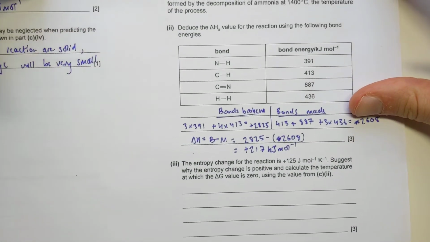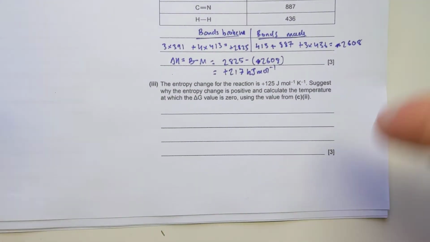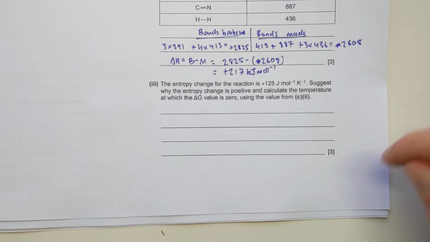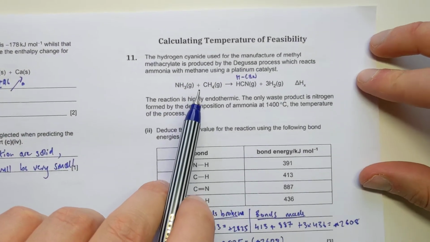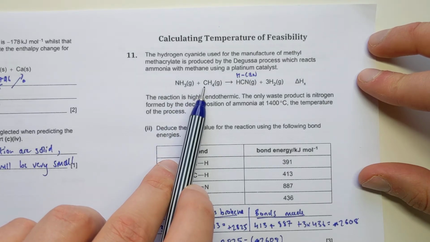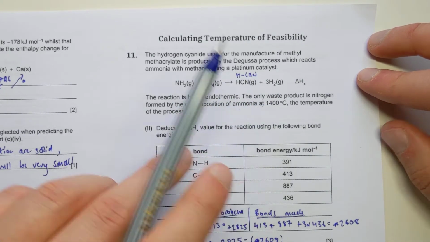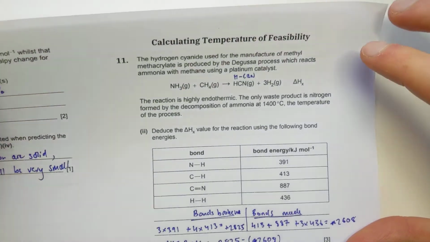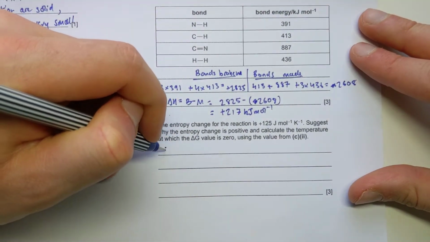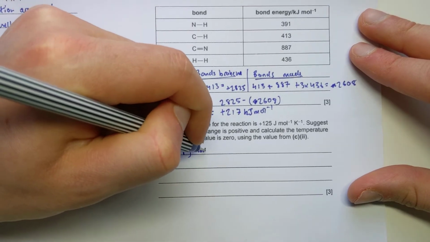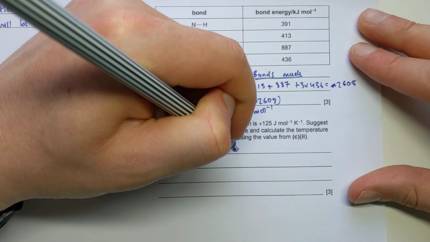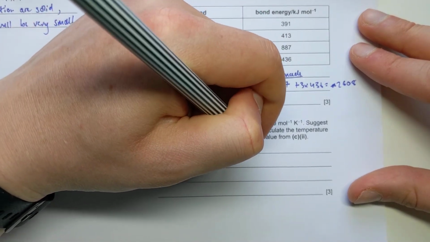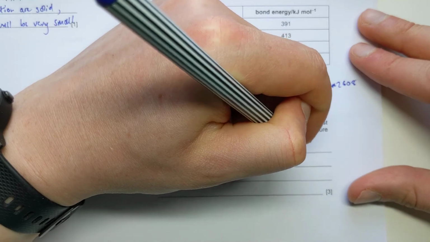So let me get onto the bit where we're asked to calculate a temperature. The entropy change for the reaction is plus 125. Suggest why the entropy change is positive and calculate the temperature at which delta G value is 0 from the value in part C 2. So there's two parts to this question. Why is the entropy change positive? Again, just look at our equation at the top. We've got 2 moles of gas on the left hand side, we've got 4 moles of gas on the right hand side. If you're making more gas across the reaction, you're going to increase disorder. So entropy increases as you're increasing the number of moles of gas.